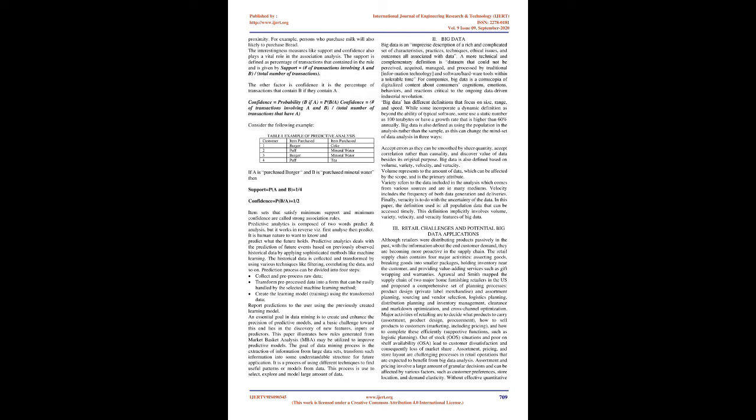This helps the shop managers to study the behavior or buying habits of the customers to increase the sales. Based on this study, items that are regularly purchased by the customers are put in close proximity. For example, persons who purchase milk will also likely purchase bread. The interestingness measures like support and confidence also play a vital role in the association analysis. Item sets that satisfy minimum support and minimum confidence are called strong association rules.